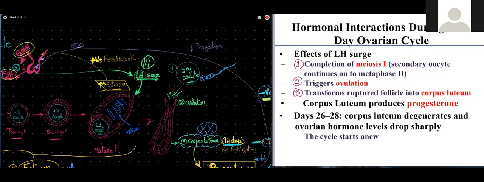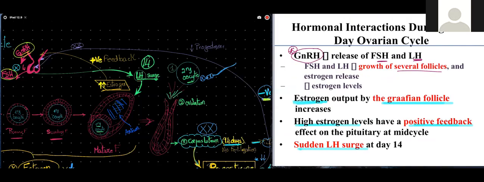Corpus luteum is going to be producing progesterone that is going to have a negative feedback effect on the hypothalamus and anterior pituitary gland. And that's why once it degenerates a new cycle will start, because I do have a drop in both estrogen and progesterone. So the hypothalamus starts to produce GnRH again once it detects that there is a drop in both ovarian hormones.